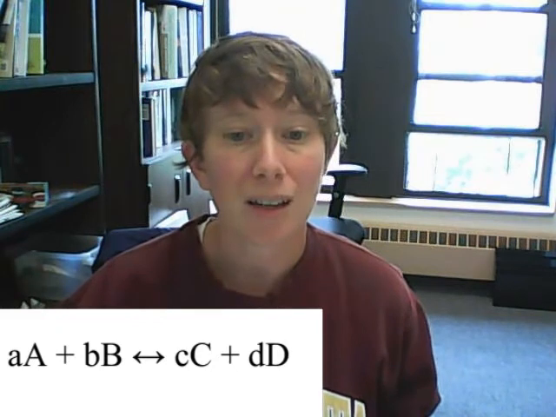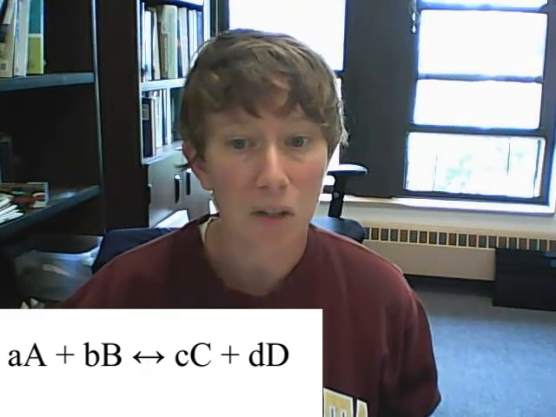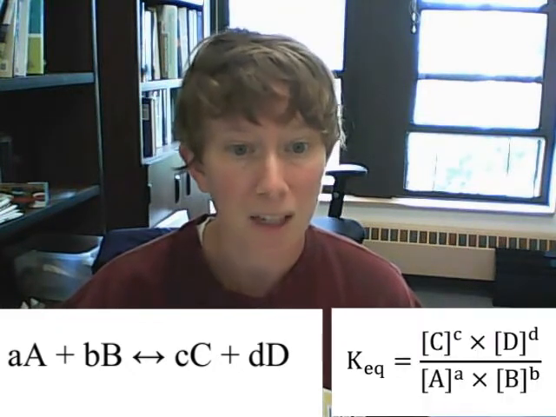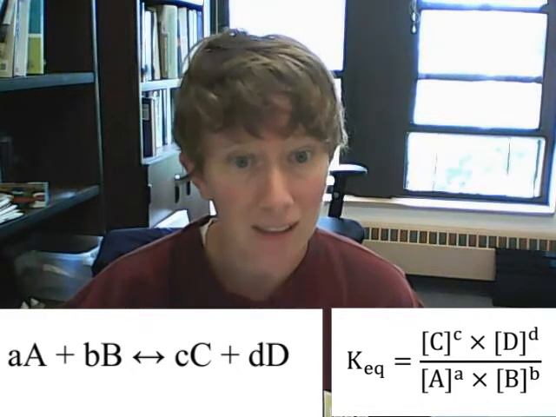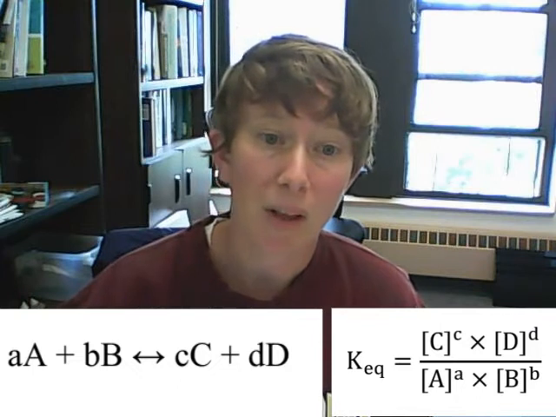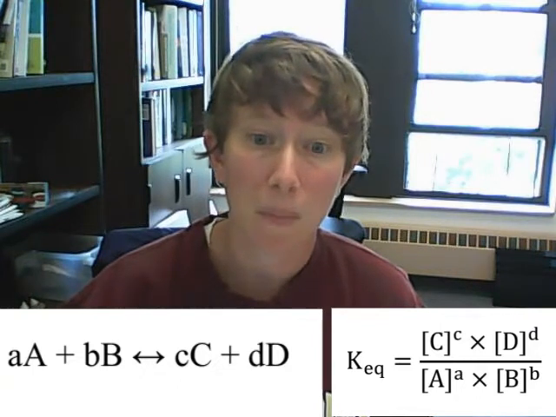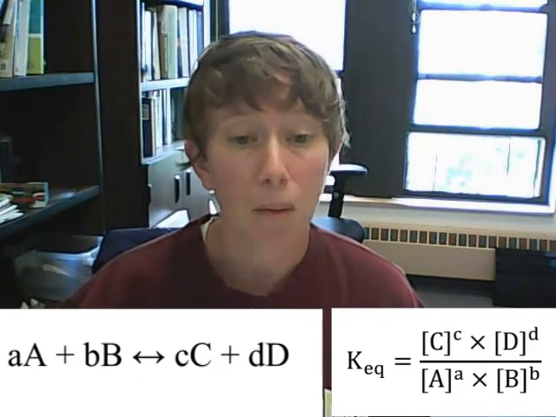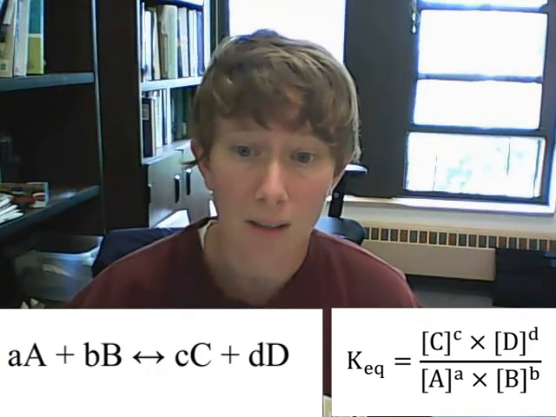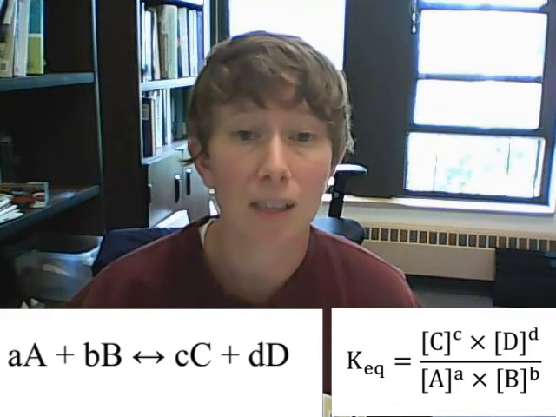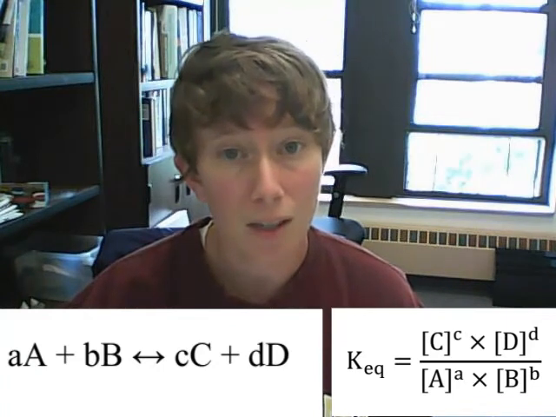In this reaction, the equilibrium constant, or Keq, will equal the following. We have C raised to small c, D raised to small d, divided by A raised to small a, and B raised to small b. So in these types of problems, if you're given the concentration of reactants, you can use the chemical equilibrium constant to calculate the concentrations of products and vice versa.